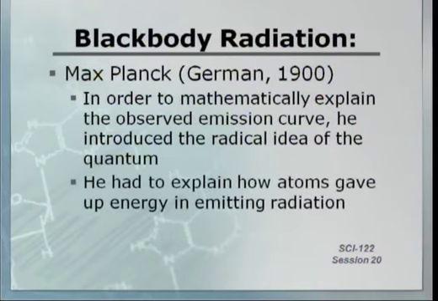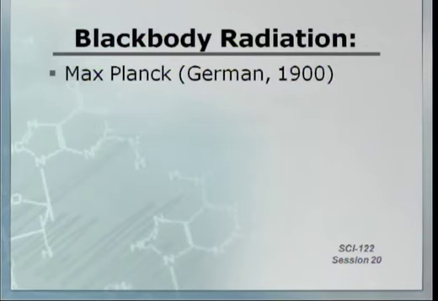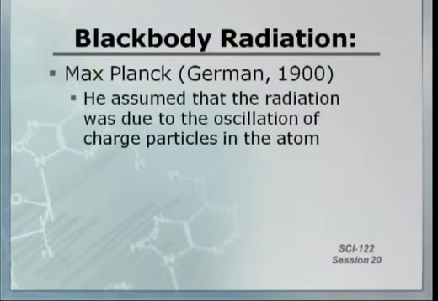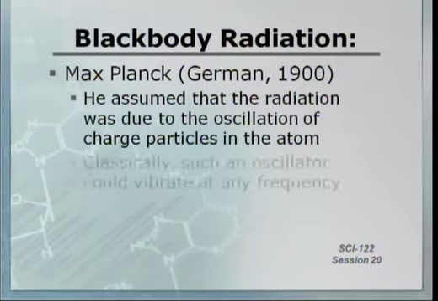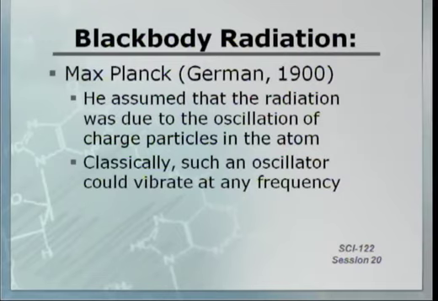And so the idea is that he had to explain how atoms gave up energy in emitting radiation. And basically what he did was he assumed that the radiation was due to the oscillation of charged particles in the atom. So you can imagine inside the atom that these charged particles are moving back and forth and oscillating. That's how they are receiving energy and giving off energy. And classically, if you look at this kind of oscillator, it could vibrate at basically any frequency whatsoever. So what does that mean?